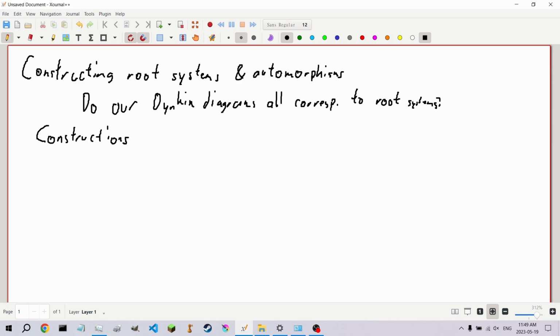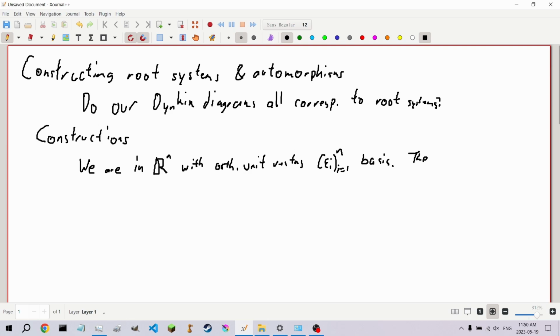We will be working in R to the n, with orthonormal unit vectors epsilon i from 1 to n, which are our basis. The integer span of this basis is a lattice we're going to call I.